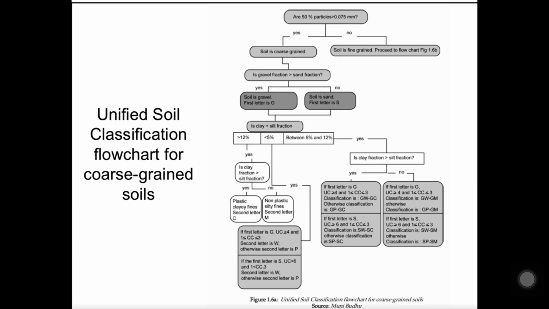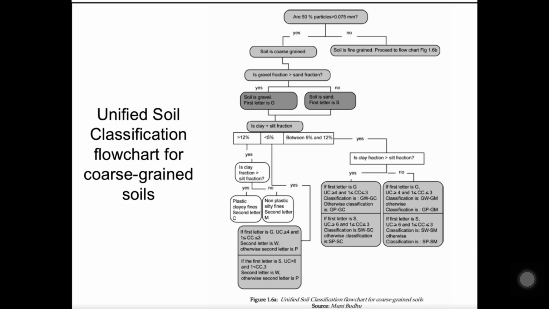This distinction is based on the particle size. If more than half of the particles are larger than 4.75 mm, the soil is classified as gravel and we assign the letter G as the first symbol in the classification. If most of the particles are smaller than 4.75 mm but still larger than 0.075 mm, then the soil is classified as sand and we use the letter S as the first symbol.